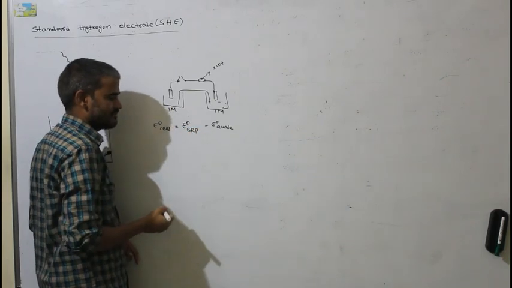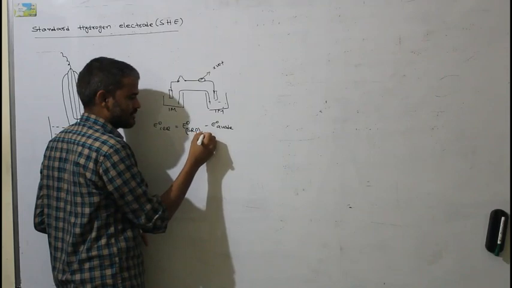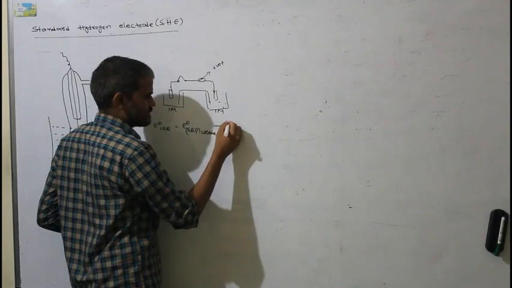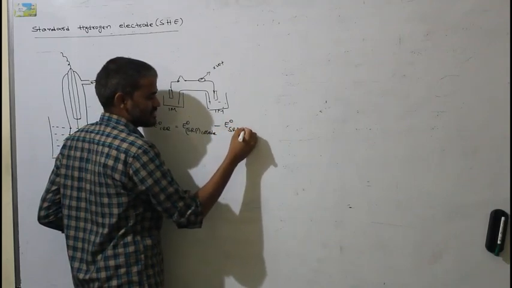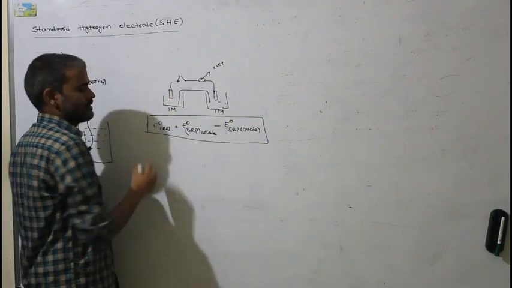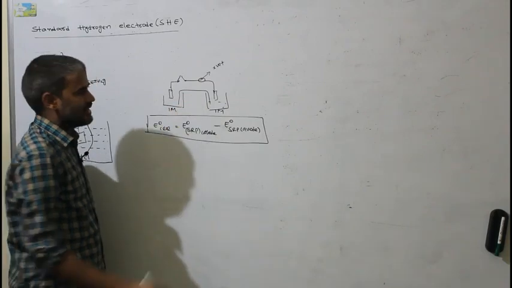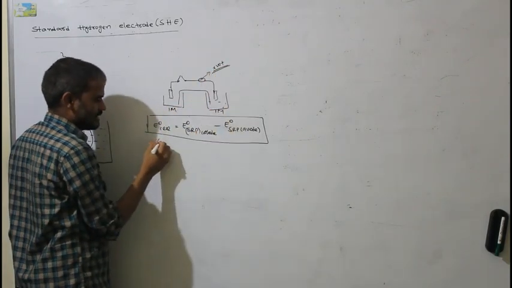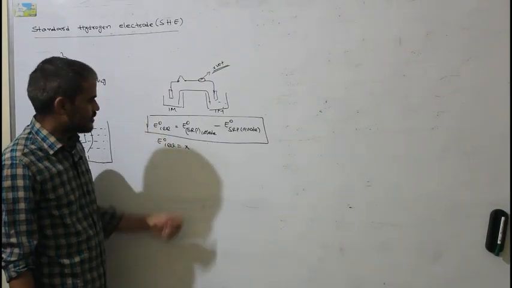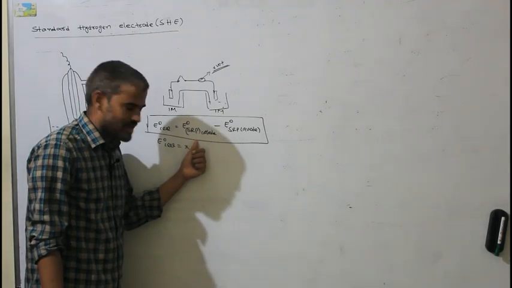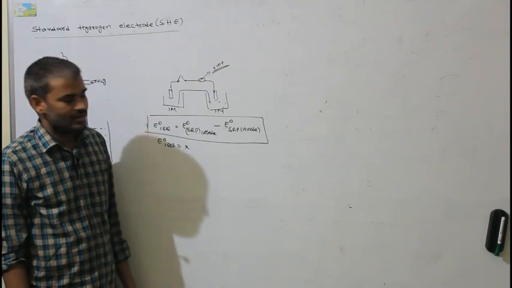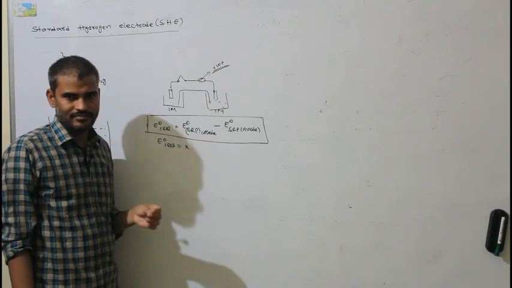Standard reduction potential of cathode, SRP of cathode, minus E naught, standard reduction potential of anode. This formula you will use. So when you connect like this, whatever x volts come, that x volt is E naught cell only. But it won't give information about the standard reduction potential of the cathode or of the anode. Difference only we can see.